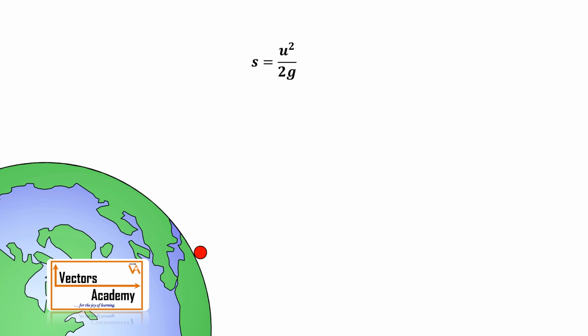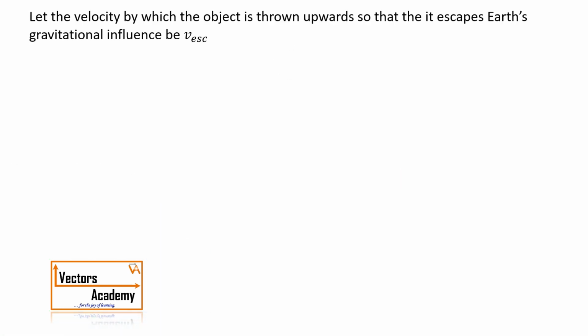Now, if we throw it with even more velocity or even more energy, the object at one point will be released from the gravitational influence of the earth. And that velocity is called escape velocity. So what is escape velocity? The velocity at which, if the object is thrown, it will escape the gravitational bounds of the earth and will not fall back to the earth, is called escape velocity.